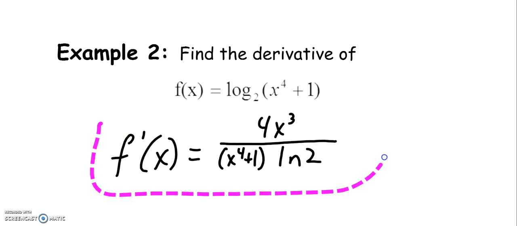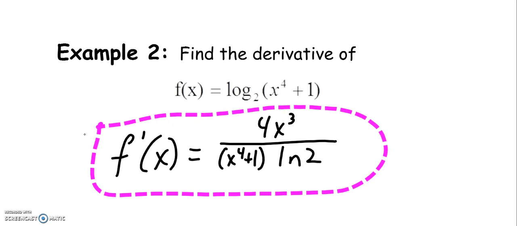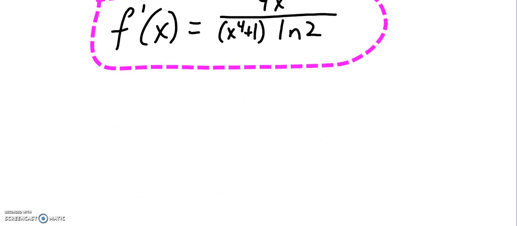Here we have f prime of x equals 4x cubed over x to the fourth plus 1 times the natural log of 2. Kind of going through what that is. Well, this is your standard 1 over the function you're taking the log of, times the natural log of the base of the log function. And then the numerator is the derivative of what you were taking the log of. So the derivative of x to the fourth plus 1 is 4x cubed. That's it.